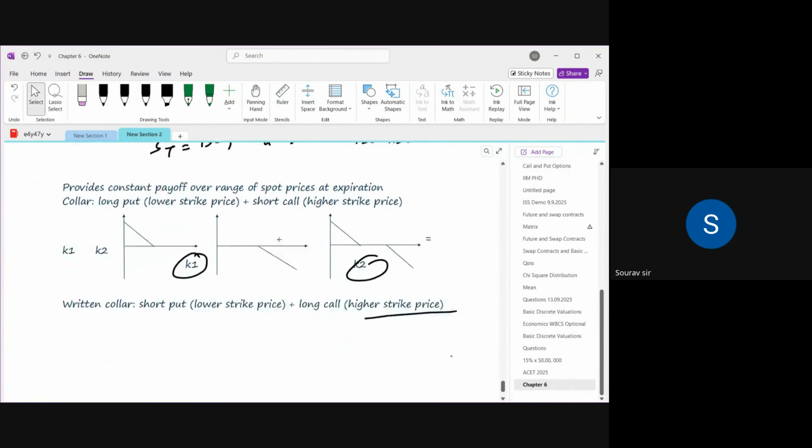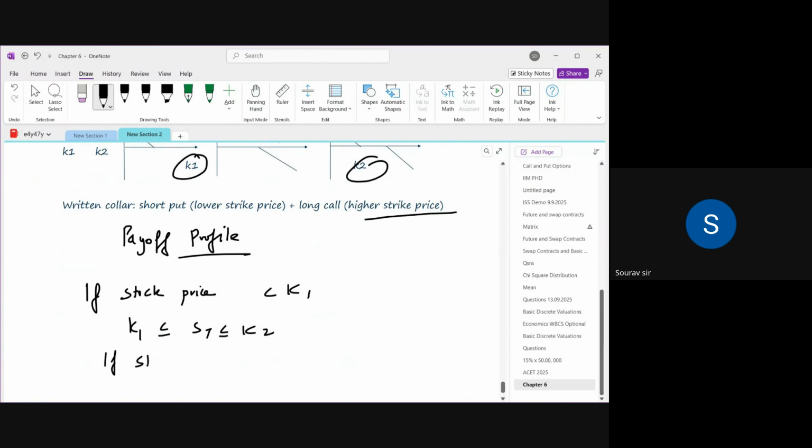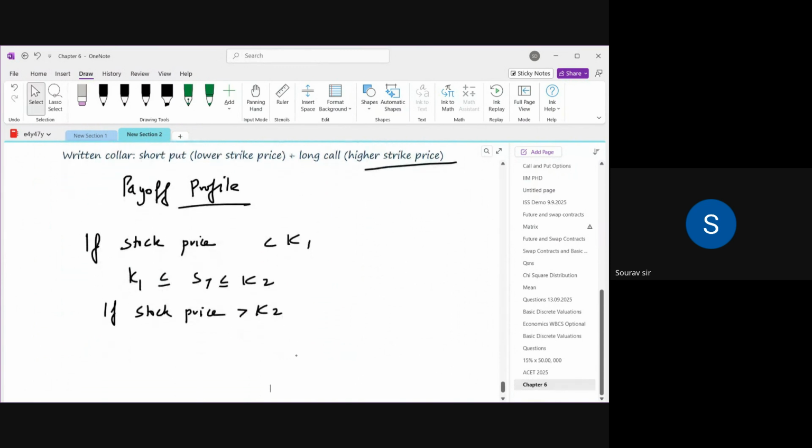So let us draw the payoff profile for this then. That is the main thing. We have to do the sum. See, if stock price is less than K1, then the put kicks in, so the portfolio value stays at least K1. If K1 is less than or equal to ST, less than or equal to K2, then you benefit from stock price change. And if stock price is greater than K2, then the short call caps your gains. You give up upside. So payoff is flat below K1, but increases linearly.